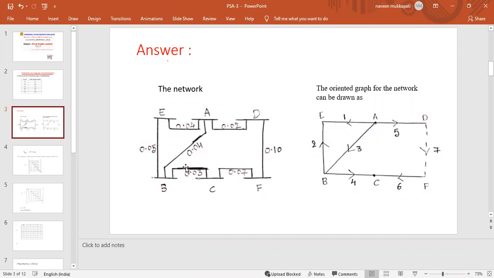Next element, B to C. B to C is 0.03. Next element is A to D. A to D is 0.02. Next element, C to F, that is 0.07. Next element, D to F, that is 0.10.